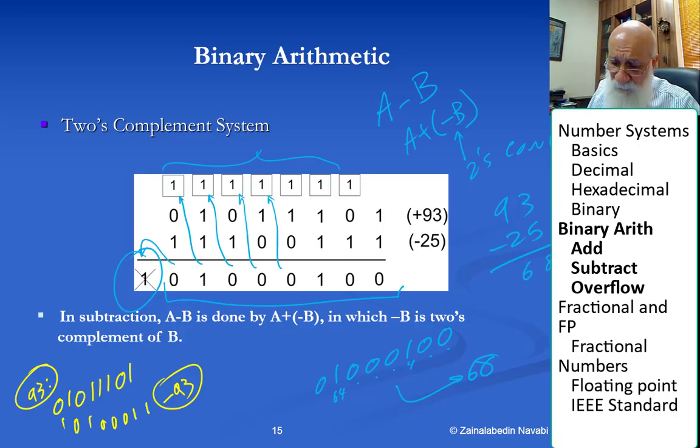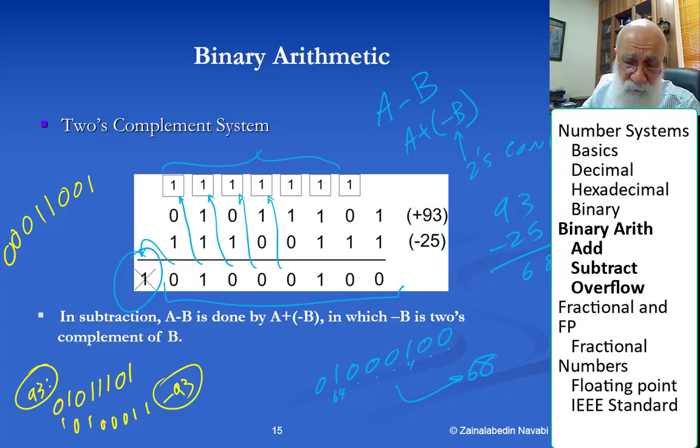And minus 25: start from the right hand side, keep the first one, and then complement everything else. So this becomes 0, 0, 0, 1, 1, 0, 0, 1. So that's plus 25. Going from plus to minus, and minus to plus, is done the same way.